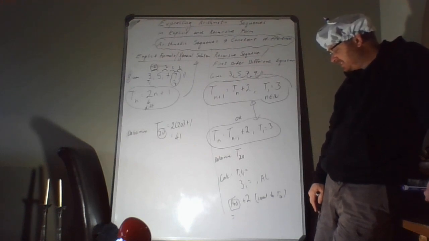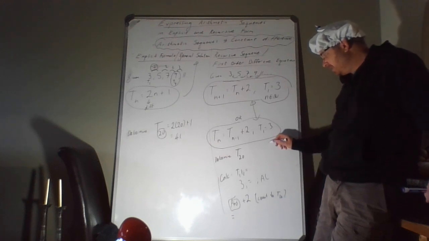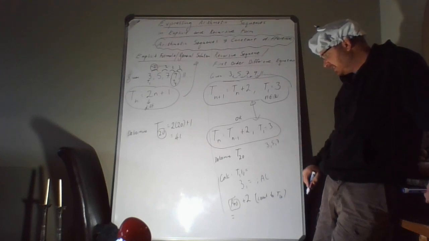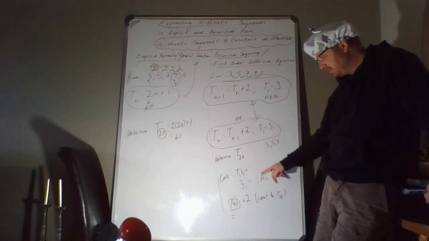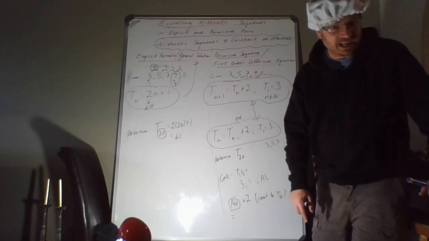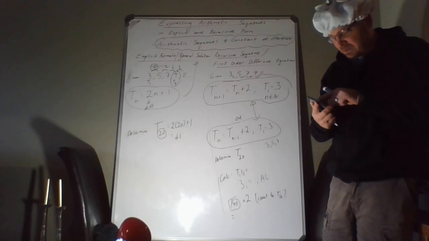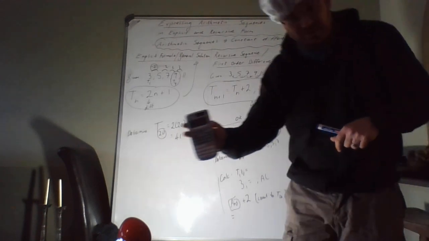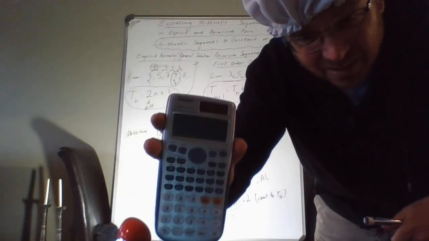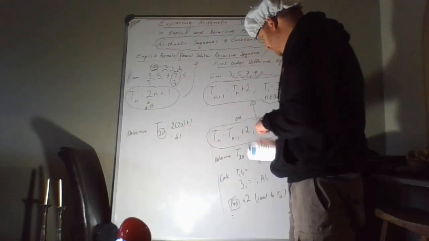Now, to find term 20 is a bit of a mission. I mean, we can keep going, so we know you've got 3, add 2, 5, 7, but to get to 20 can be a bit of a pain. To save a little bit of time, especially when you get to more complicated recursive sequences, this is what we're going to do. Get your calculator out. What you're going to do is this.